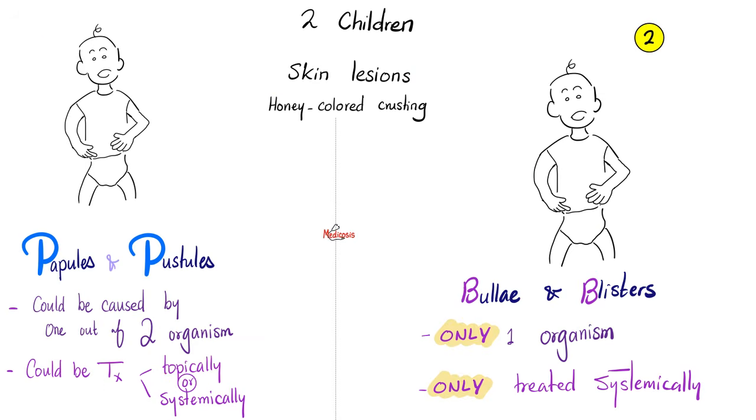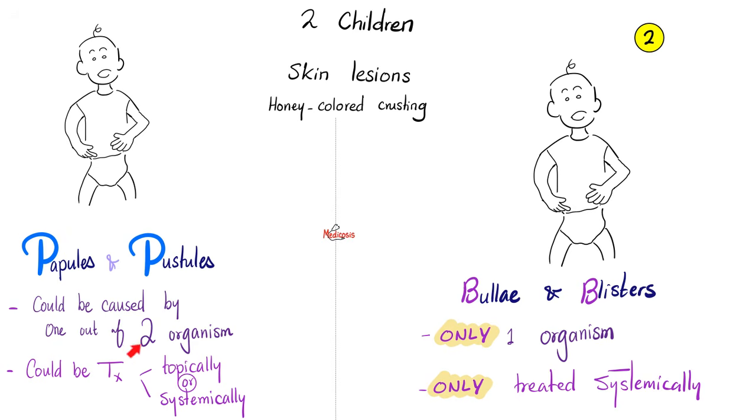Story number 2, the story of the 2 children with skin lesions, described as honey-colored crusting. Alright, this is the similarity? Yep. Here are the differences. The first kid had papules and pustules. These could be caused by one of 2 organisms, and you can treat it topically or systemically.